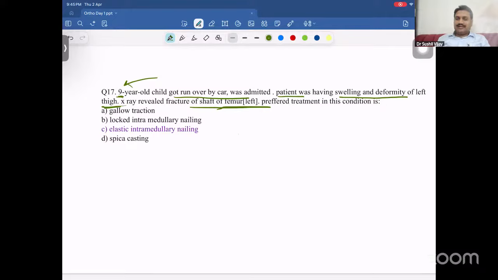Any child at 9, how is it supposed to be treated? It has to be surgery, right? Any child more than 5 years, any child with a fracture of the shaft of femur. When you talk about shaft of femur, how is it to be managed? Any child less than 2, we can go for gallows traction system. Any child less than 5, we can go for hip spica, right?